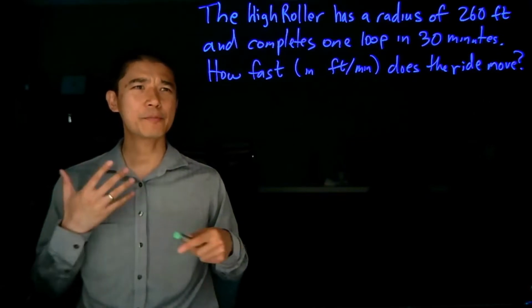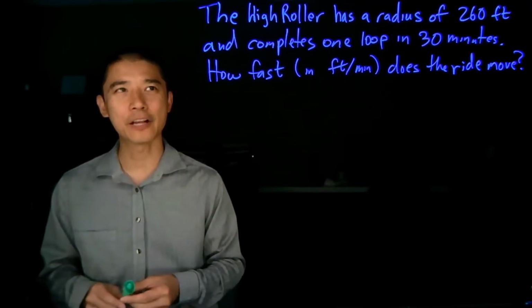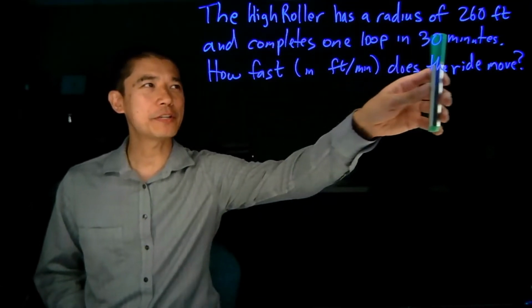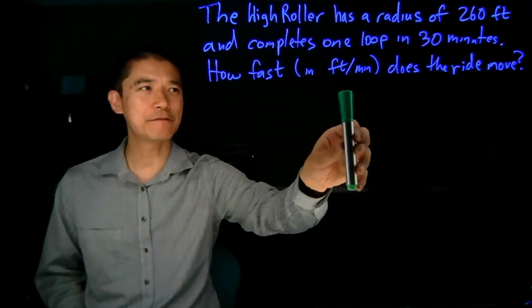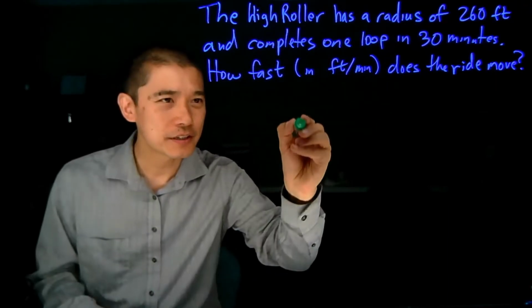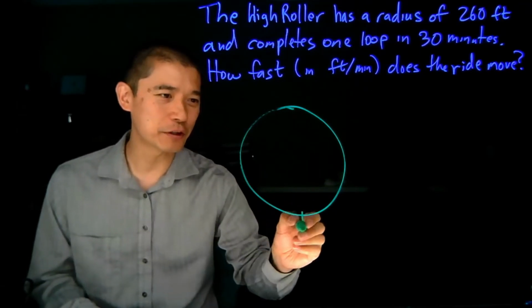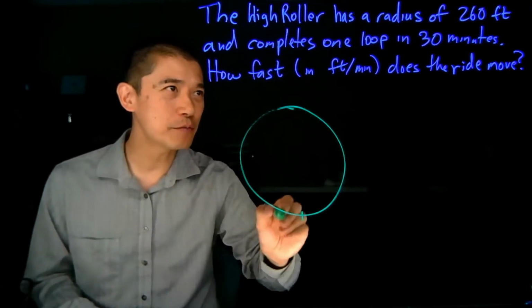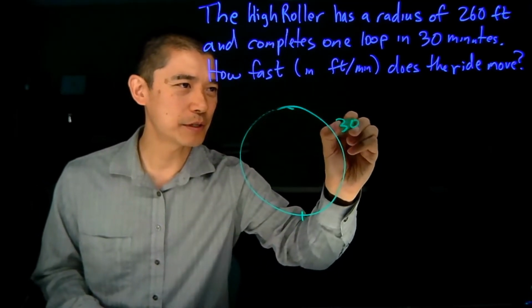So here's a typical sounding example that mixes the linear velocity and the angular velocity. The high roller has a radius of 260 feet and completes one loop in 30 minutes. How fast in feet per minute does the ride move? So again, got a little Ferris wheel here, and let's say we start at the bottom, and it completes one full loop in 30 minutes. So 30 minutes for one loop.